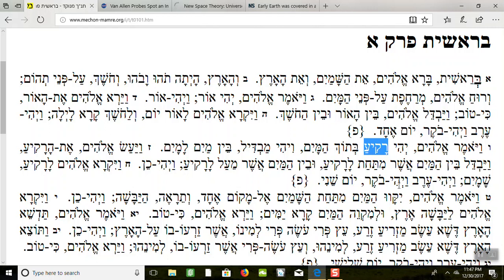All right, so it says, Vayomer Elohim, Yehi Rakia Betoch Hamayim, Vihi Mavdil Bein Mayim Lamayim, which is the Most High, the divine power, said, let there be a rakia, the barrier, in the midst of the waters, and let it divide between the waters of the waters and of the waters. So that is verse 6.